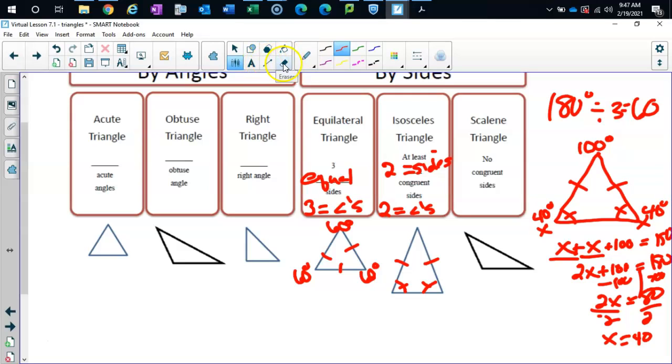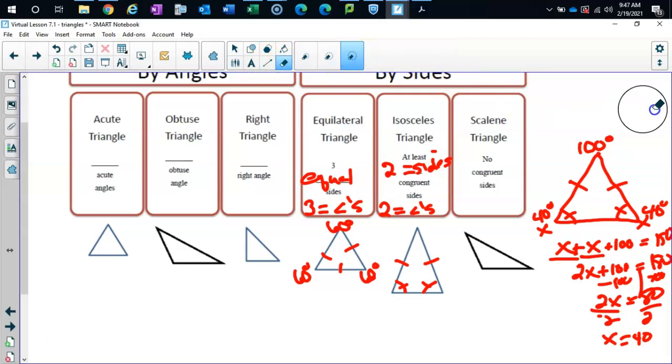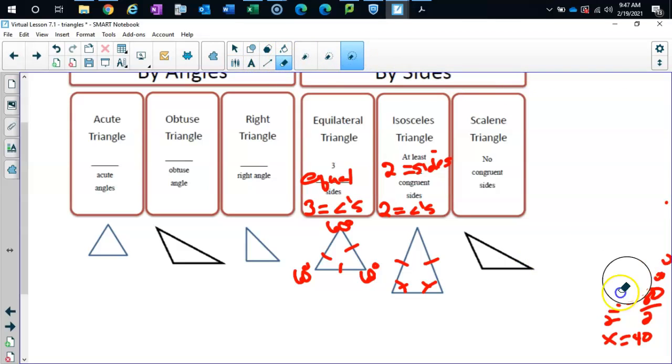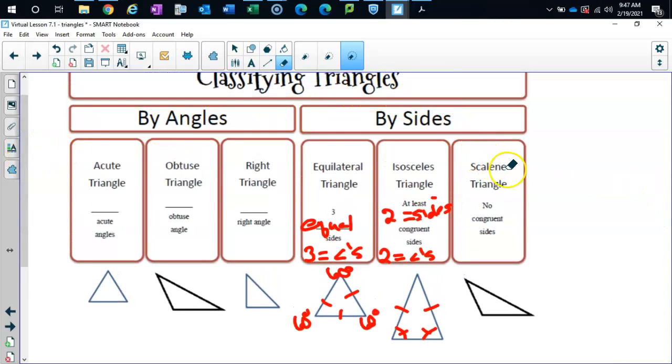Isosceles triangle, 2 equal sides, 2 equal angles, and the equal angles are opposite the equal sides. Now, the last type of triangle that we classify by sides is called scalene. A scalene triangle has 3 different sides. So that is 1, that is 2, that is 3. Now, these hashes just show you that they are 3 different sides. If they have 3 different sides, they have 3 different angles.